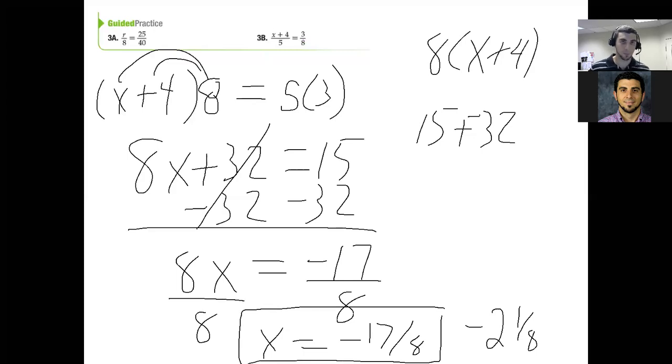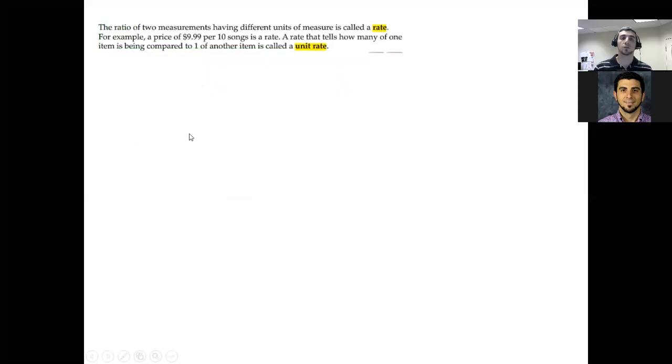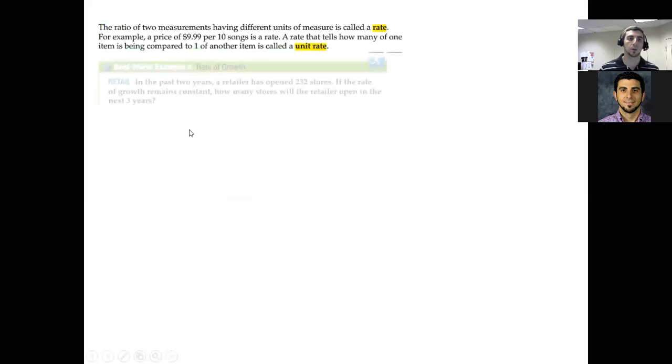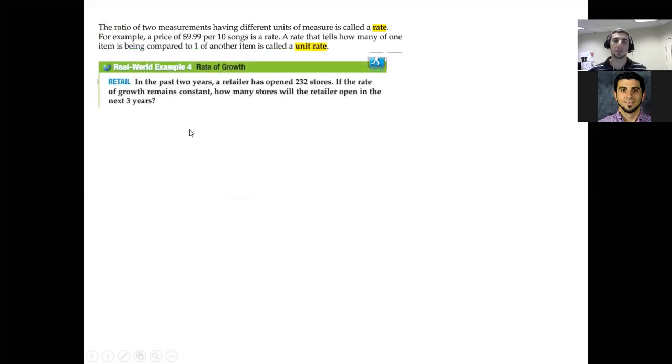All right. So the ratio of two measures having different units of measure is called a rate. For example, a price of 99 cents per 10 songs is a rate. The rate that tells us how many of one item is being compared to one of another item is called a unit rate. So in the past 2 years, a retailer has opened 232 stores. If the rate of growth remains constant, how many stores will the retailer open in the next 3 years?